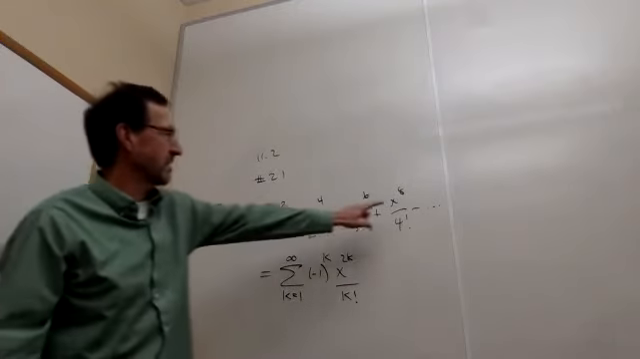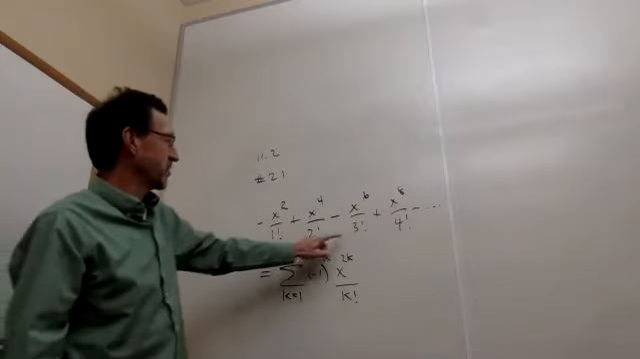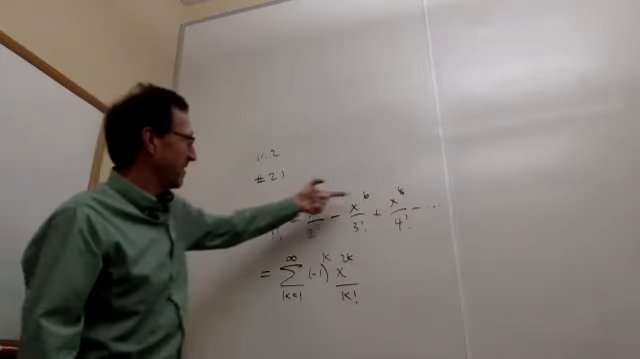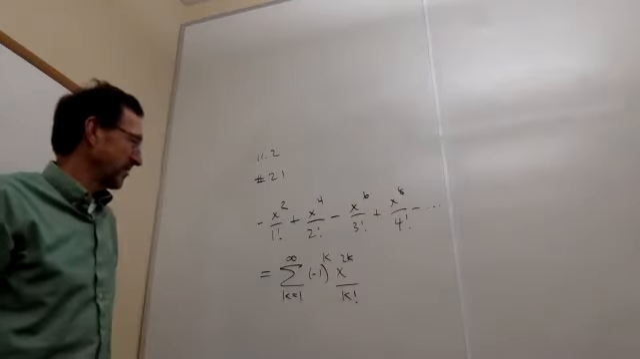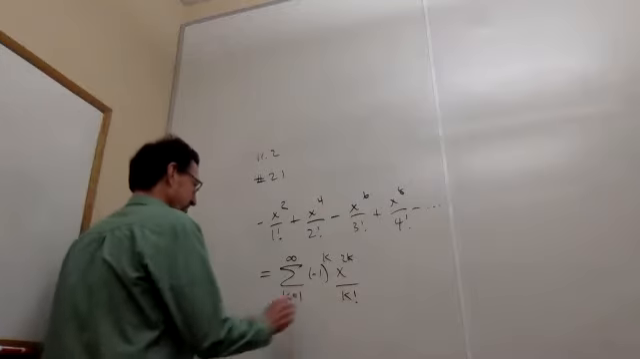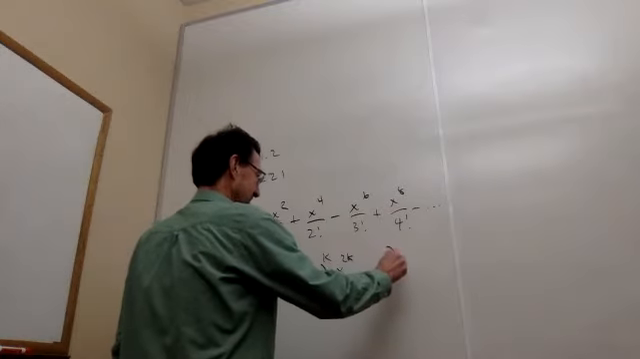So I've just looked at the pattern here, see the factorials in the bottom, the powers in the numerator, and there is what we have. And so now we're going to use the ratio test.